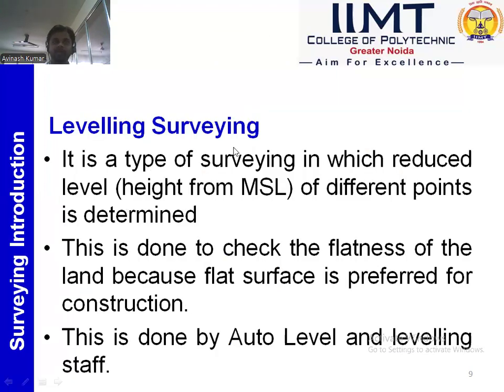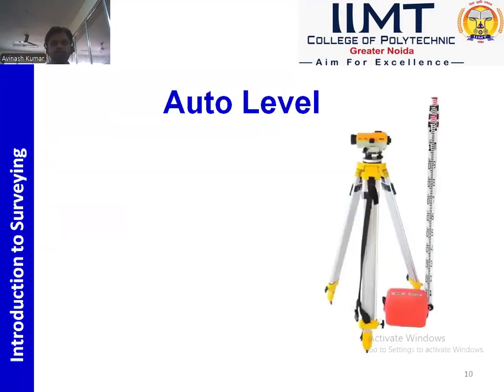Now, leveling surveying. In leveling surveying, we measure the vertical distance from mean sea level. So what is the significance of measuring vertical distance? This is done to check the flatness of the land, because flat land is preferred for construction. This is done by Autolevel and leveling staff. Autolevel is an instrument to do this process, and leveling staff is a kind of long scale, 2 or 3 meters in length. So this is Autolevel and this is leveling staff.